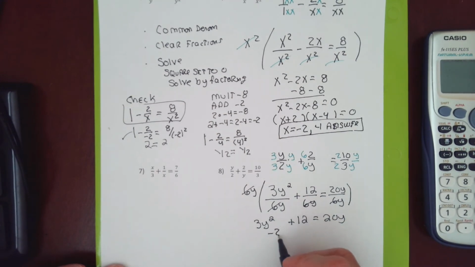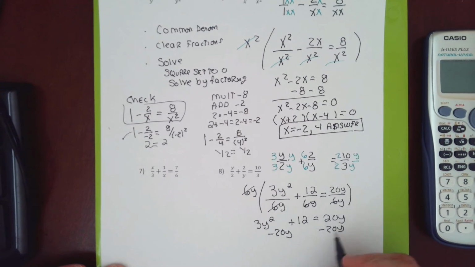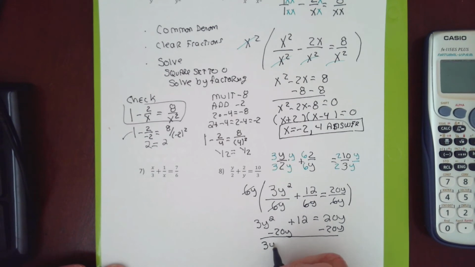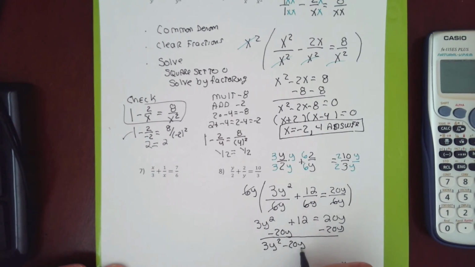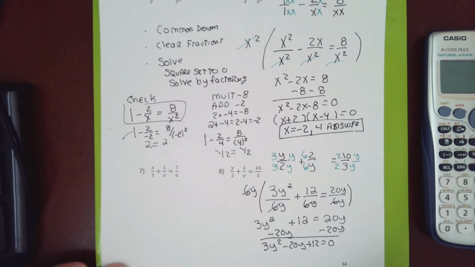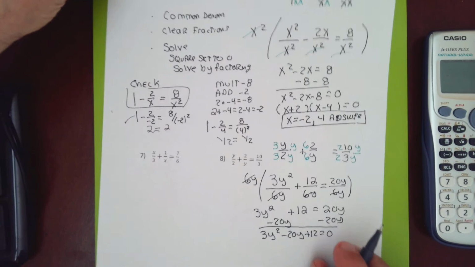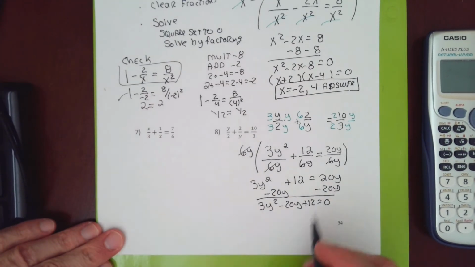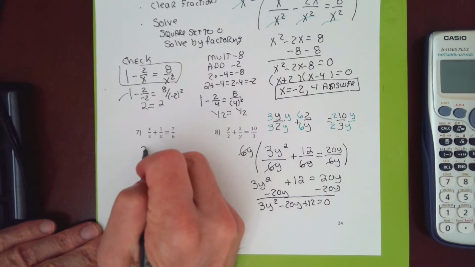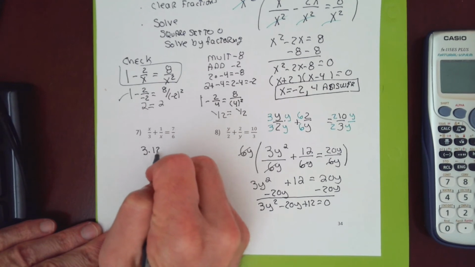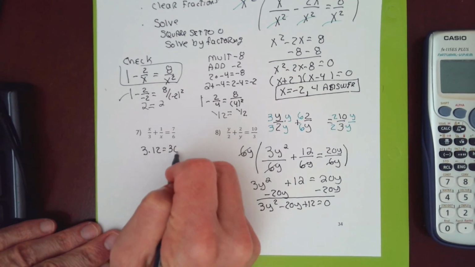I'm going to minus 20y from both sides and get the left-hand side written in a good order. The good order for the left-hand side is going to be 3y squared minus 20y plus 12 equals 0. I'm going to group factor that in a second. I'm going to multiply the 3 and the 12 to group factor. The 3 times 12 multiplies to be 36.